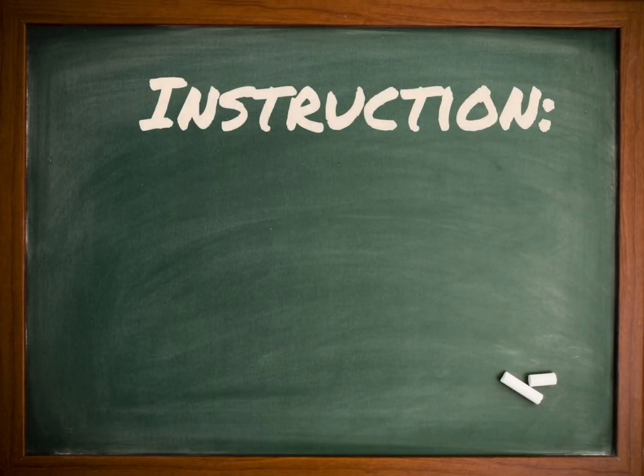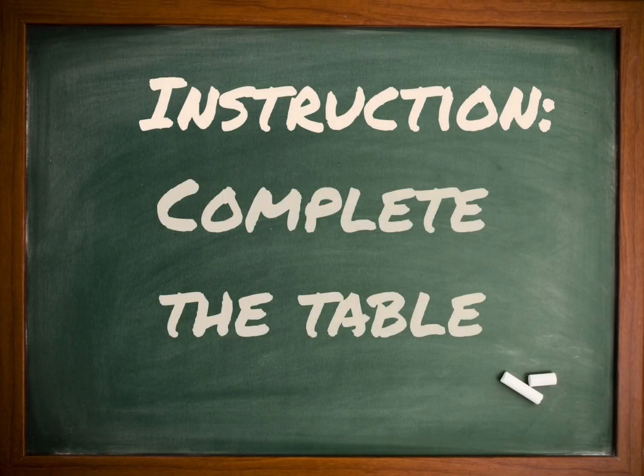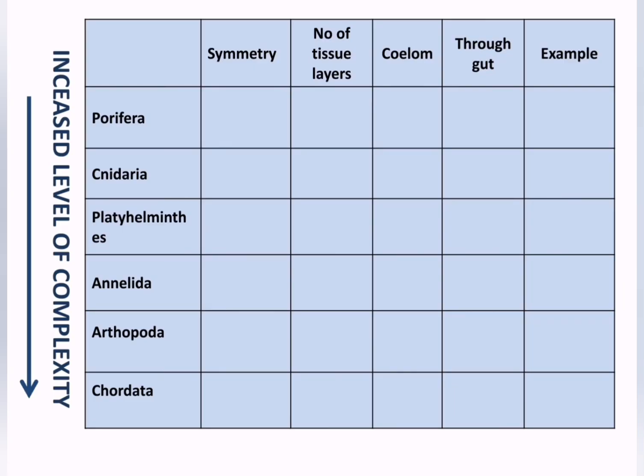Okay, so now that we've done all the information, this is what you're going to do. You're going to copy down or print, if you've got a printer, this table into your summary book, and then complete it using the information from the textbook and that was shared in this video.